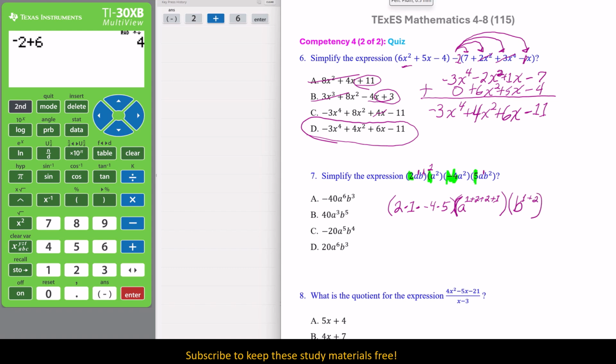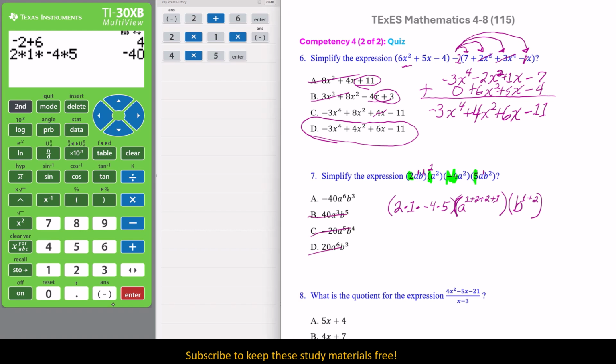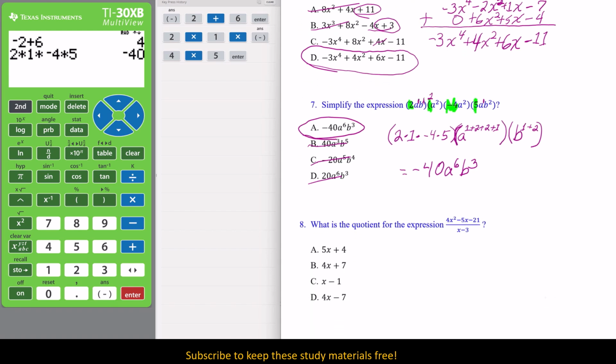All right. So what does this really look like? 2 times 1 times -4 times 5. Well, that's -40. Well, that eliminates everything but A. Let's make sure. We have -40, and then our a exponent is going to add all these up: 1, 2, 3, 4, 5, 6. That's 6. And then our b is 1, 2, 3. And that verifies option A.